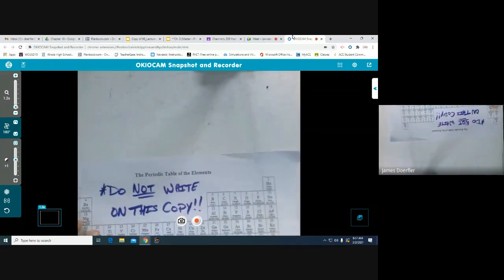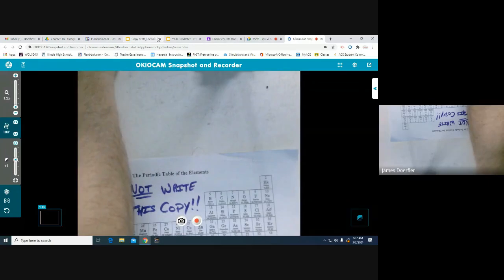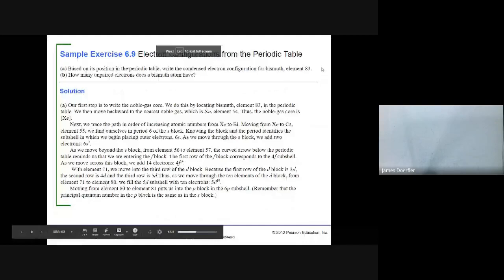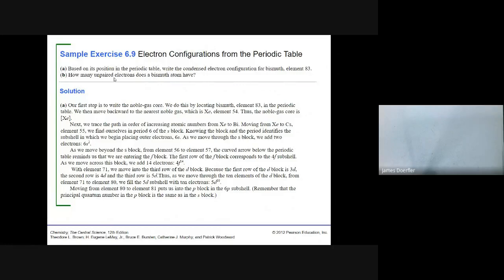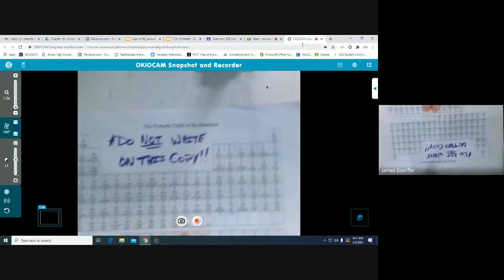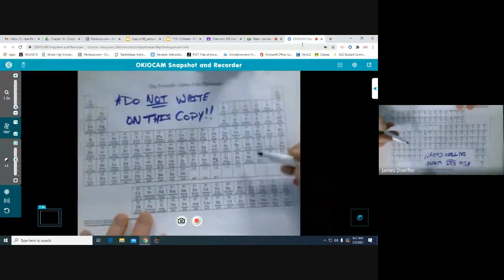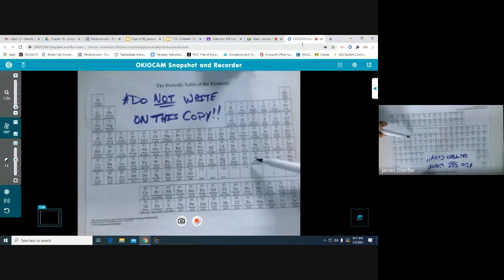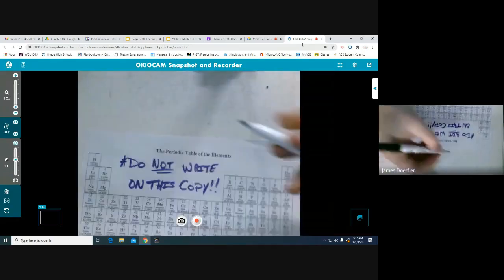So let's do some more configurations. Up here under sample: based on its position in the periodic table, write the condensed electron configuration for bismuth and how many unpaired electrons does it have? First and foremost, let's locate bismuth. It's element 83. So we are right here. We are way down there.